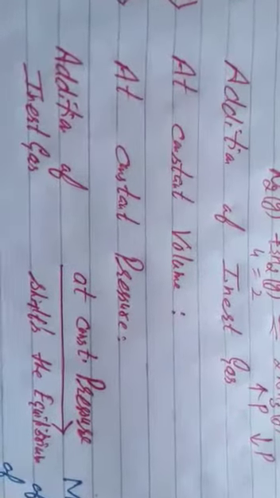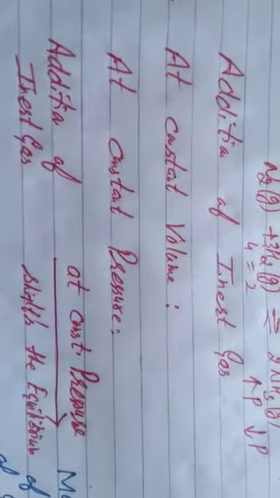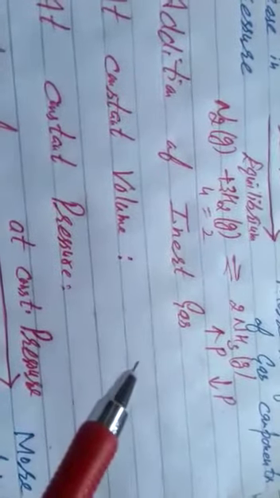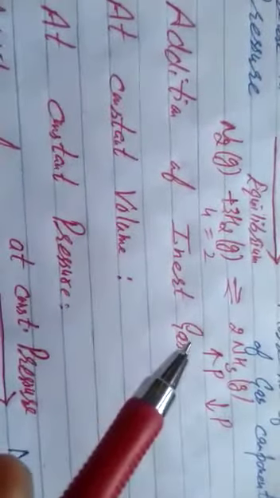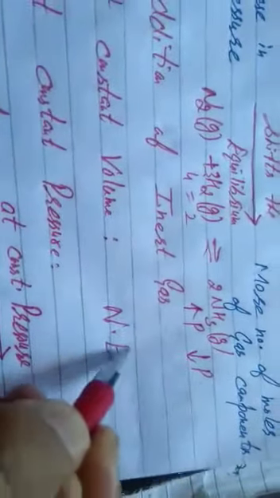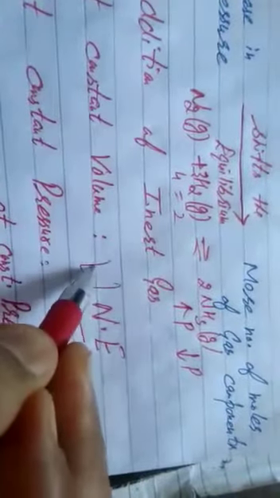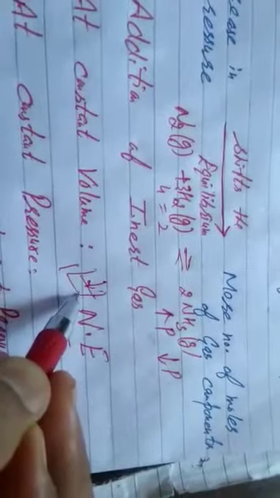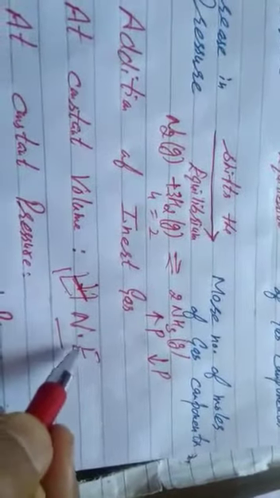Next, addition of inert gas. Students, when we add inert gas, it depends upon the condition, that is either constant temperature, constant volume or constant pressure. Inert gases are group 18 elements: helium, neon, argon, krypton, xenon, the noble gases. When we add these gases at constant volume, what will happen? No effect. Because when we add inert gas to the system at constant volume, the total pressure will increase, but the concentration of reactant and product will not change. So we write no effect.